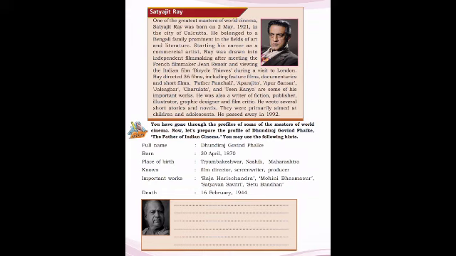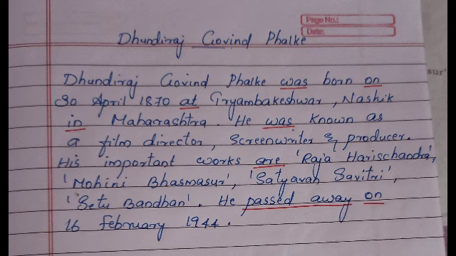So children, by using some prepositions and auxiliary verbs, we should construct sentences and make a profile of Dhundiraj Govind Phalke. Children, while writing a profile, at first you should write the personality's name in the center portion, the middle portion. Here, Dhundiraj Govind Phalke. Then we should begin. You should not begin a profile by using personal pronouns like he, she, it. Profile should begin with the personality's name.